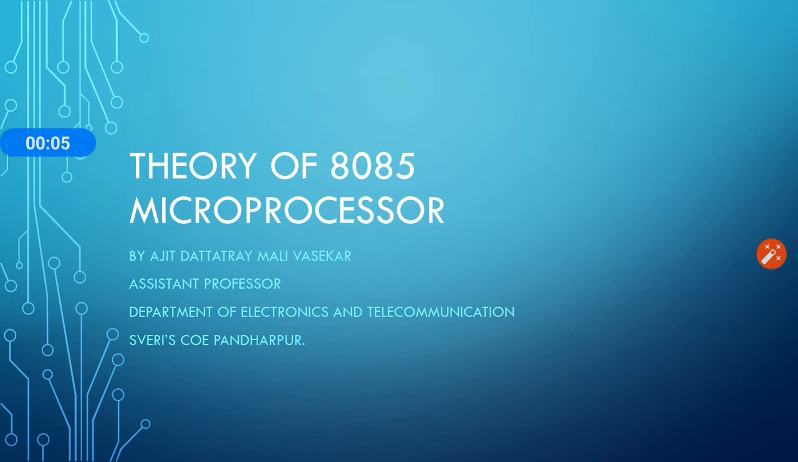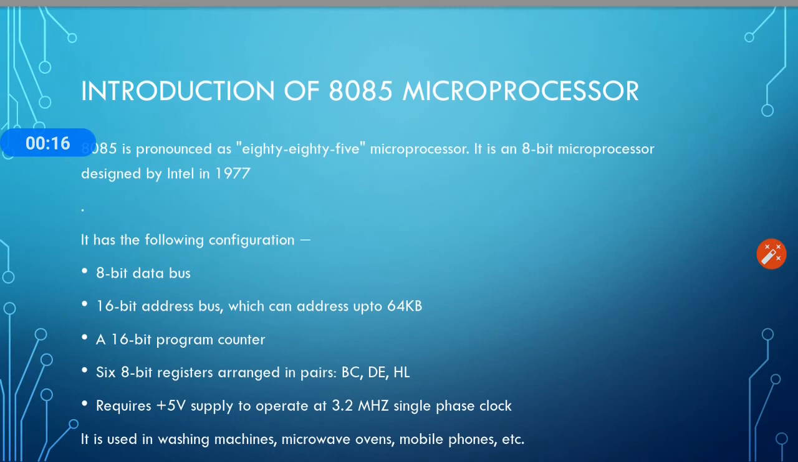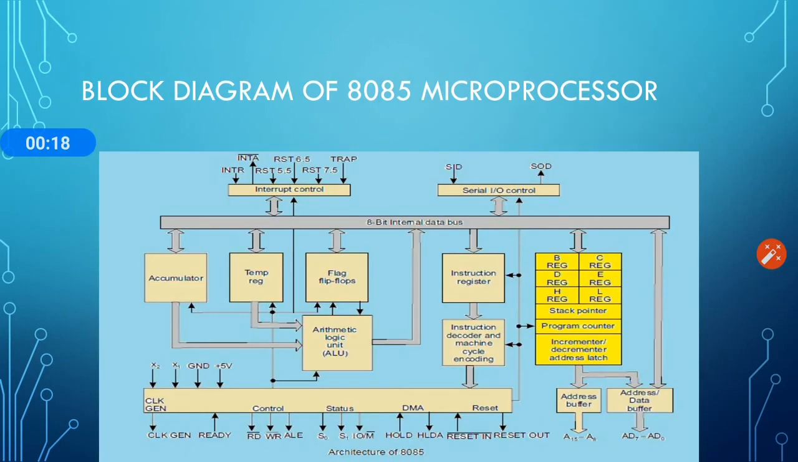So, in our previous lecture of theory of 8085 microprocessor, we have studied the basic idea of the 8085 microprocessor. In this lecture, we will study the block diagram of the 8085 microprocessor. So what is a block diagram? Normally, the different circuits present in the 8085 IC are represented by different blocks. This is the idea behind a block diagram.